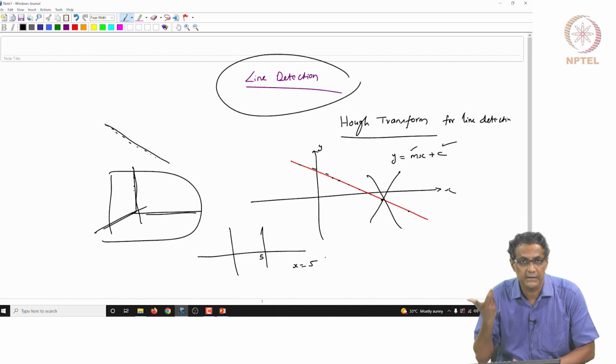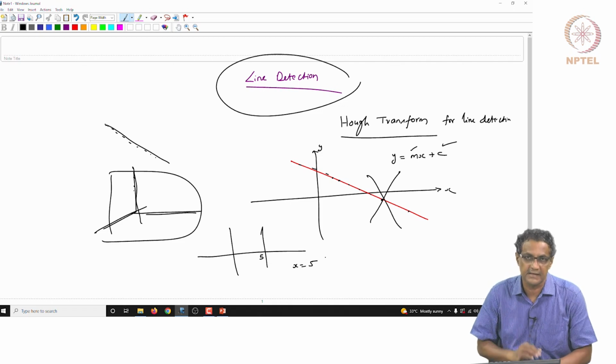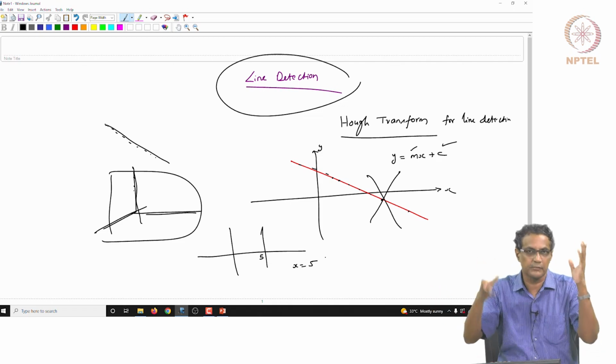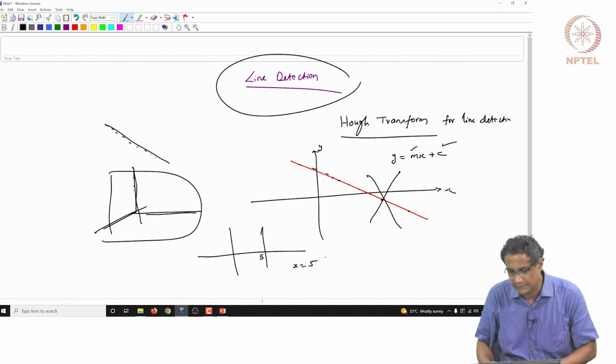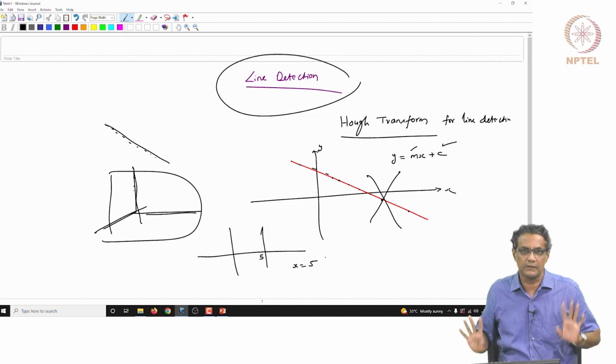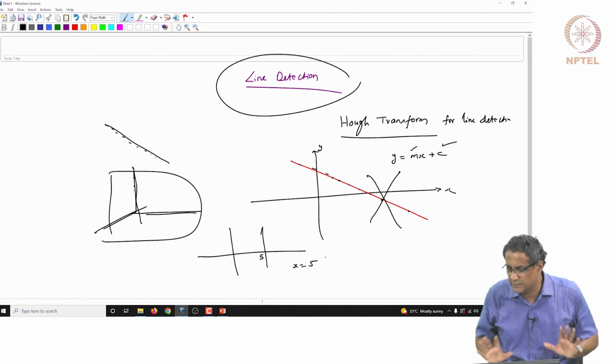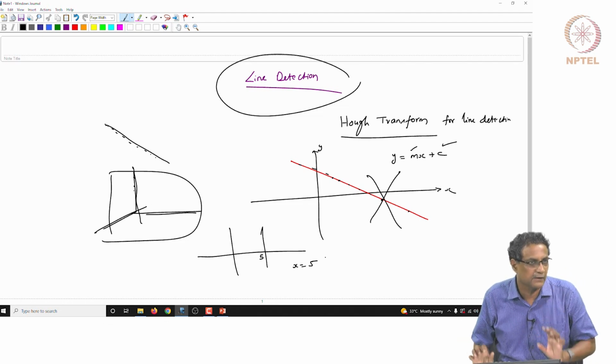You can't say that vertical lines don't even exist in my image. In fact, many a time when you look at a wall, there are so many vertical lines, and therefore you have to be able to deal with them. Therefore, this slope-intercept form is not the one that people use. One of the main reasons is because the slope can become unbounded, and this form cannot handle it.